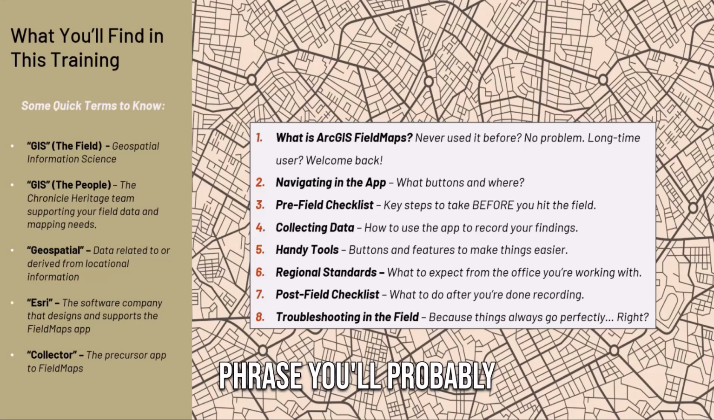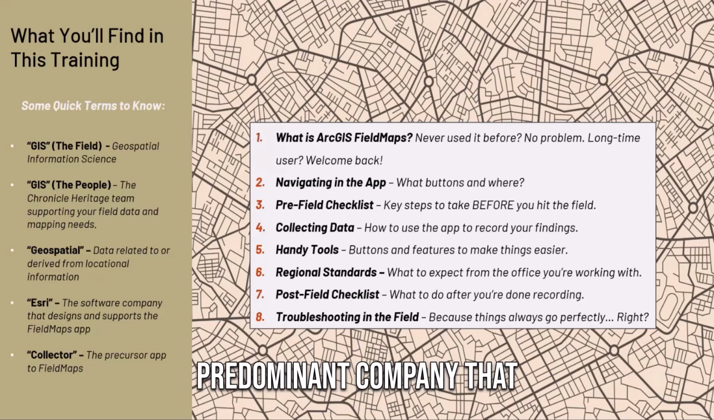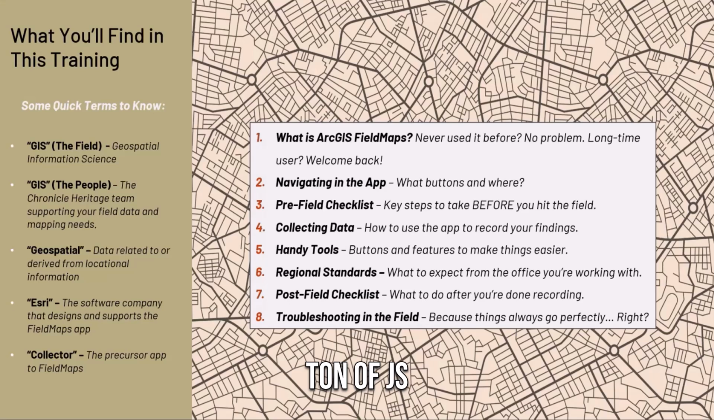Geospatial is another phrase you'll probably hear throughout this presentation. It just refers to data that's related to or derived from locational information. It's the mapping component, the spatial analysis, all the bits and bobs that we do when you actually go out and record information about a place you're visiting. Esri is another one. They are the software company and kind of quasi-GIS overlord, where they're a predominant company that has created a ton of GIS software, both mobile and desktop. And they're the ones who have created, designed, and support the Field Maps application we're going to be talking about.